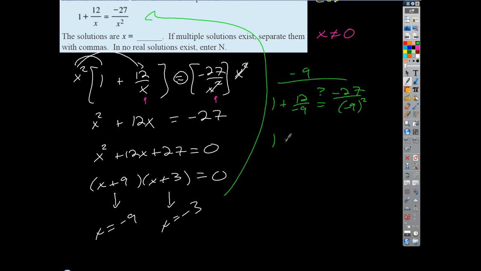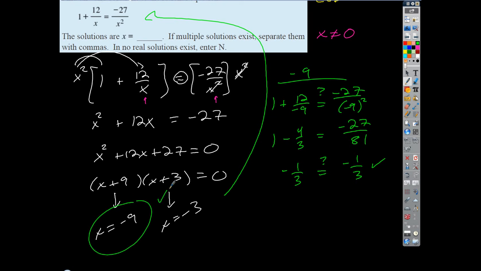1, that's going to be minus, and that would reduce to 4/3, equals negative 27 over 81. And so on the left side, we end up getting negative 1/3. Is that the same thing as what we get over here? Yeah, it is. If I reduce this, if I divide the top and the bottom by 27, I get negative 1/3, and so that one checks. So that's a good answer.